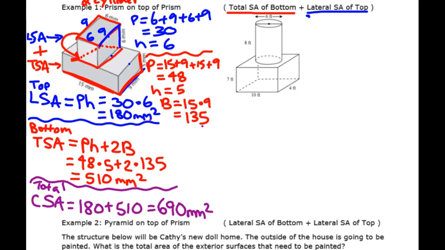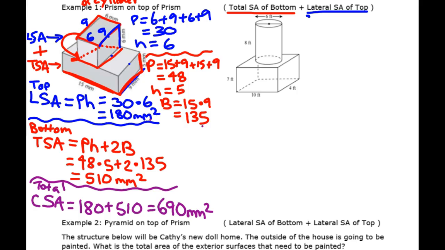Cubed is if it's a 3. If there's a third power, that's for volume, which we'll get to. All right, so do you get the idea? So when you get to the assignment, and I give you very similar stuff, you'll understand: lateral at the top, total at the bottom, add them up.